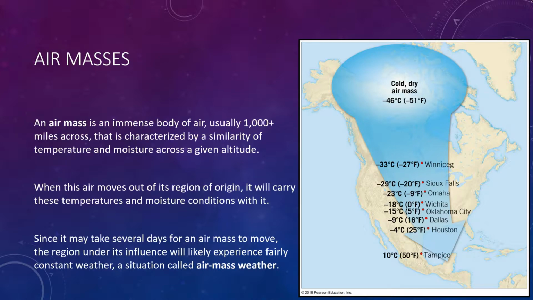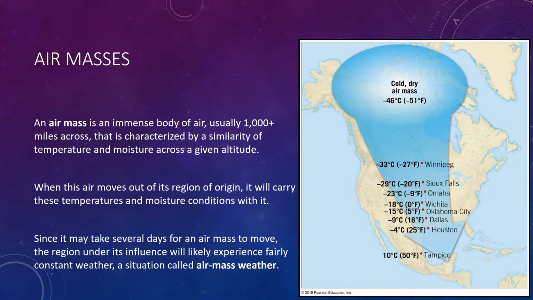An air mass, as the term implies, is an immense body of air, usually 1,600 kilometers or 1,000 miles or more across, and perhaps several kilometers thick. It is characterized by a similarity of temperature and moisture across a given altitude. When this air moves out of the region of origin, it will carry these temperature and moisture conditions with it, eventually affecting a large portion of some continent.